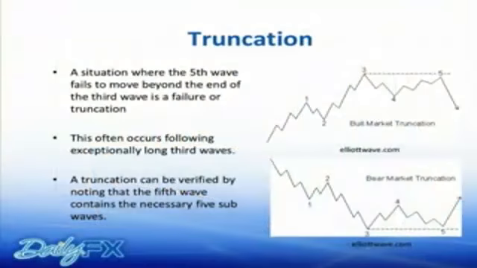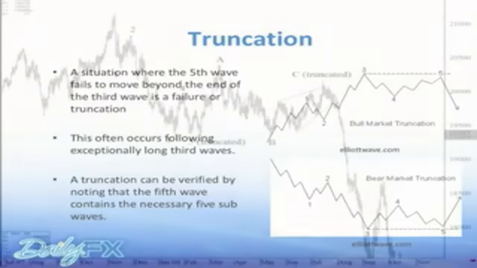Truncation happens when the 5th wave fails to make a new price extreme. It fails to move beyond the end of wave 3, whether that's a new high or a new low. This tends to happen if you have an exceptionally strong 3rd wave. In other words, you've moved many multiples of wave 1 in percentage terms. So this has happened, I believe, in the British pound.